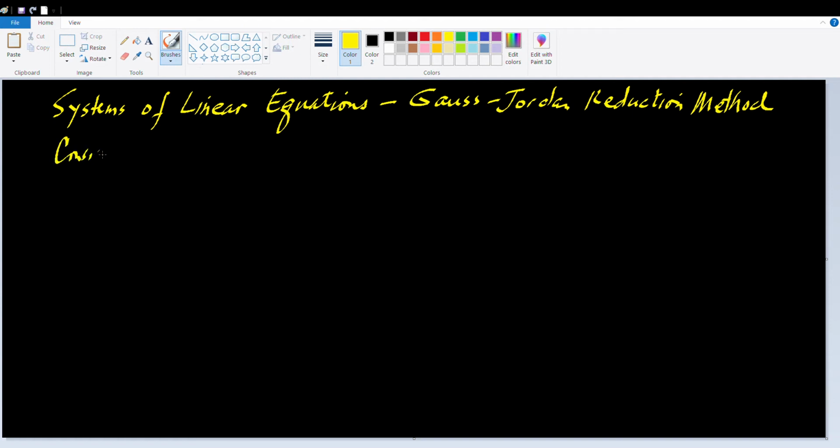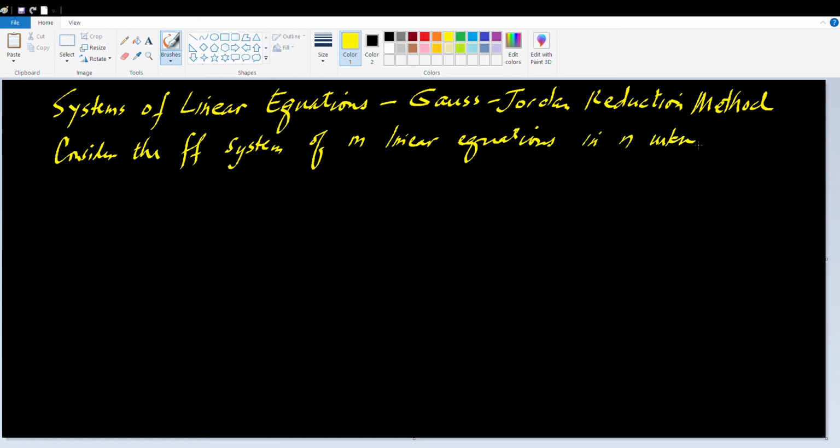So consider the following system of m linear equations in n unknowns. a sub 1 1 x1 plus a sub 1 2 x2 plus a sub 1 3 x3 plus ... a sub 1 n x sub n equal to b sub 1.